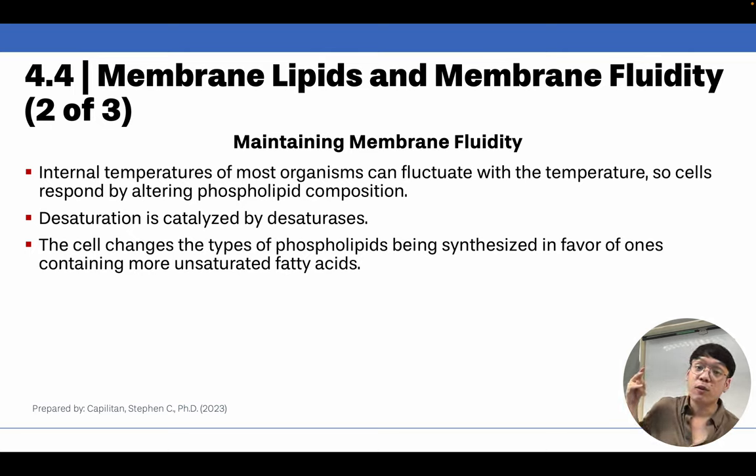So if you want to check the previous lesson about the chemistry of life, you know that there are different types of fatty acids, and take a look at why more unsaturated fatty acids are favored in your cell than the saturated ones.